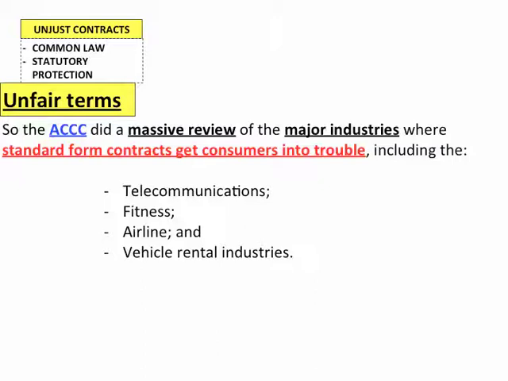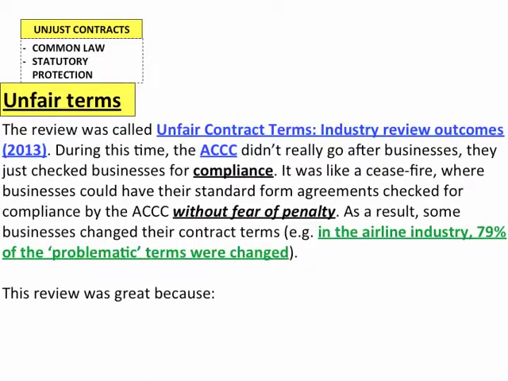So they did this review, and during the review, ended up having a report: unfair contract terms, industry review outcomes. Now, during the review, they kind of called a ceasefire. They said, right, we're doing this review. You can send us, say you're a gym, say you're a 24-hour gym, and you're thinking, I don't know whether my standard form contract is going to be unfair or not.